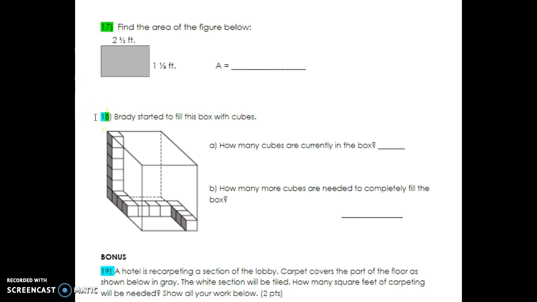Number 18. Brady started to fill this box with cubes. Letter A. How many cubes are currently in the box? So how many cubes are already here? Letter B. How many more cubes are needed to completely fill the box? So if you're filling the box, you need to find the volume. So if you take a look at the picture, what is the length, what is the width, and what is the height? And think about how to find the volume.